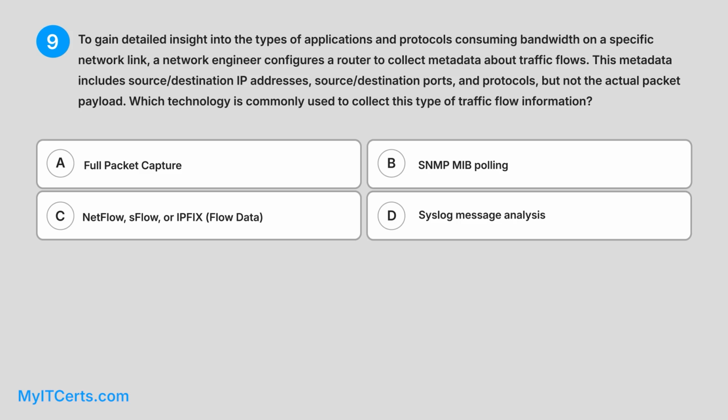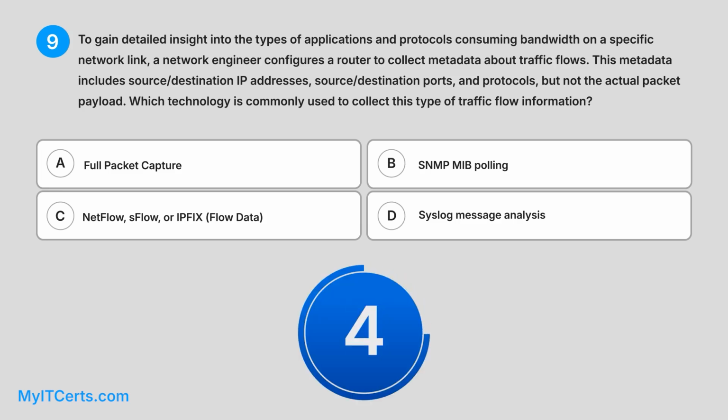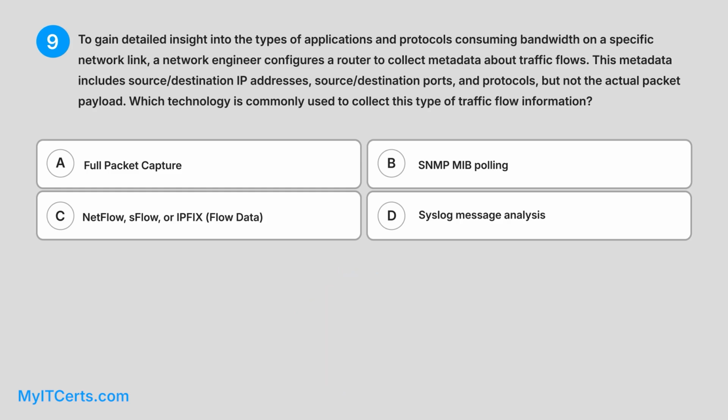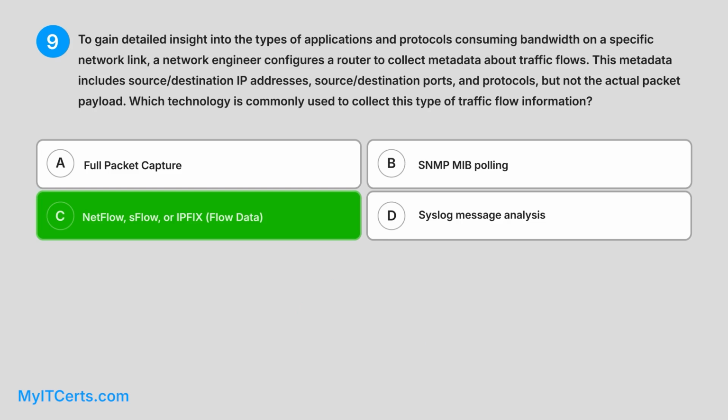A. Full packet capture. B. SNMP MIB polling. C. NetFlow, sFlow, or IPFIX flow data. D. Syslog message analysis. Can you guess the answer? Correct answer. C. NetFlow, sFlow, or IPFIX flow data.